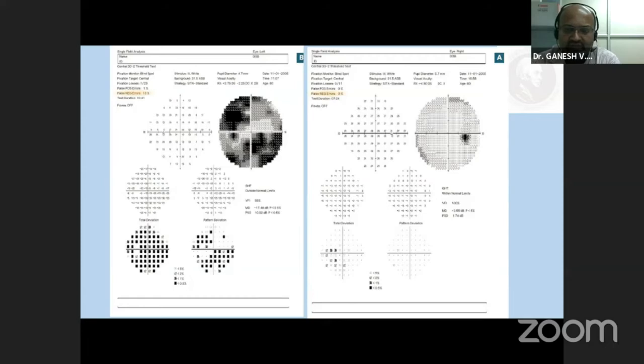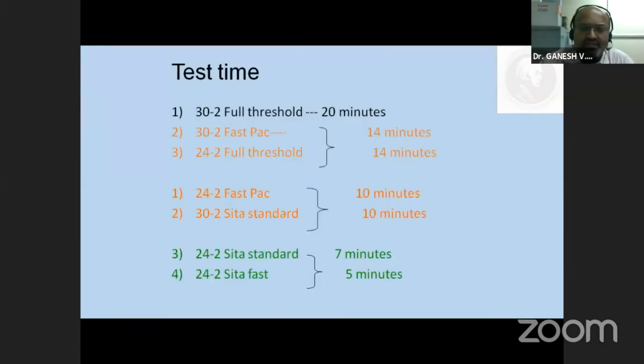If the other eye is advanced, then you can always ask the patient to do the advanced eye first and then do the better eye a little later. Test times are something which we have to remember. The SITA Standard 24-2 finishes the test in 7 minutes, SITA Fast 24-2 in 5 minutes. If you do a 10-2, it's an even shorter test period.